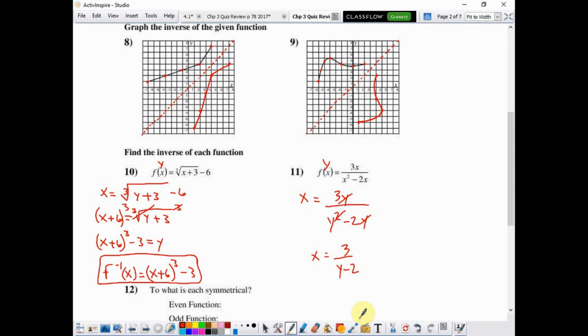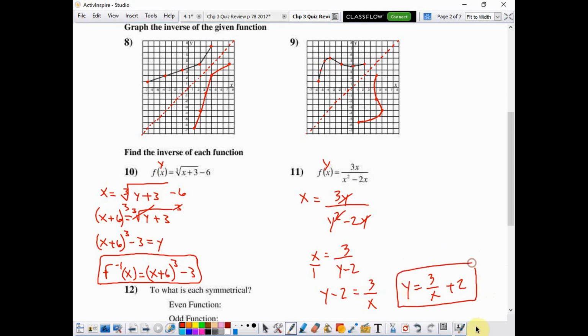If I think of this x as an x over 1, I can always switch diagonally. That's a property of proportions that I can exchange diagonally. So I'll have y minus 2 equals 3 over x. And now to get y by itself, I need to add 2. y equals 3 over x plus 2.